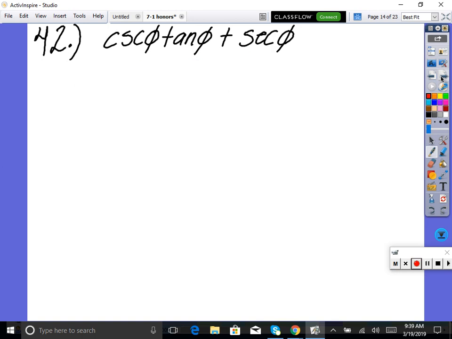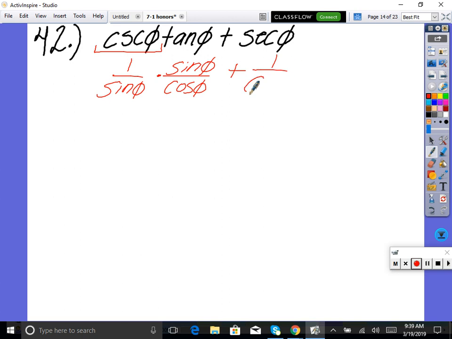Okay. All right. So let's look at one more. Another one. Keep going. There's a reason I'm doing some of these. So I heard somebody say they would change cosecant to 1 over sine, okay? So we have 1 over sine of phi times sine of phi over cosine of phi. And then it would be 1 over cosine. You're changing that to 1 over cosine? Okay, 1 over cosine of phi, okay?